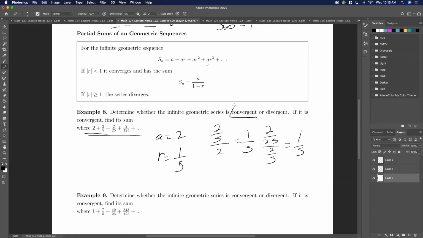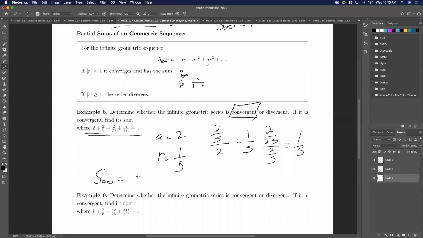So I'll just box convergent, and then we're going to give the value. Well, I guess I should put s infinity here. Let me make a little note to fix this. Let's put s infinity, because that's really what we're calculating.